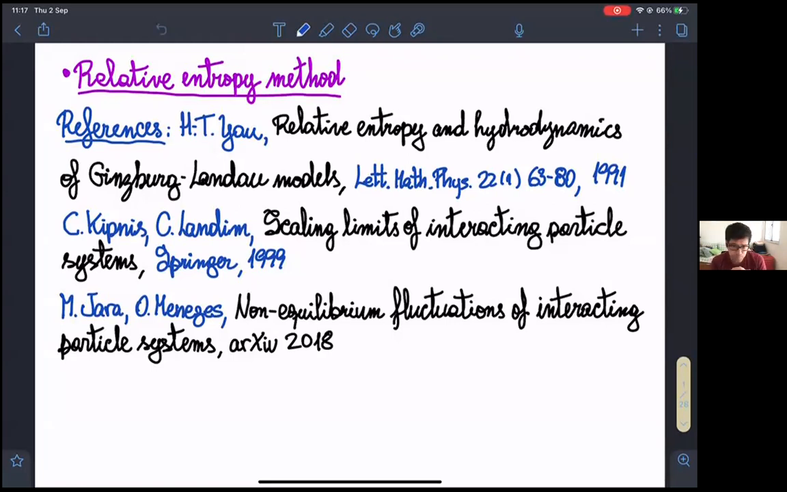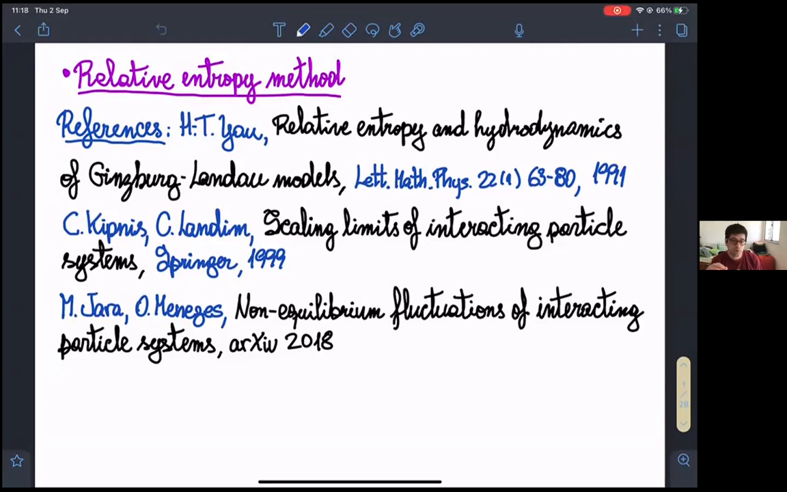So if you want to take a look at how hydrodynamic limits are obtained using this relative entropy method, you can take a look at the book by Kipnis and Landim. What I'm going to present now is taken from my paper with Octavio Meneses. The basic idea is that you want to use as a reference measure something which is not the invariant measure of your Markov chain.